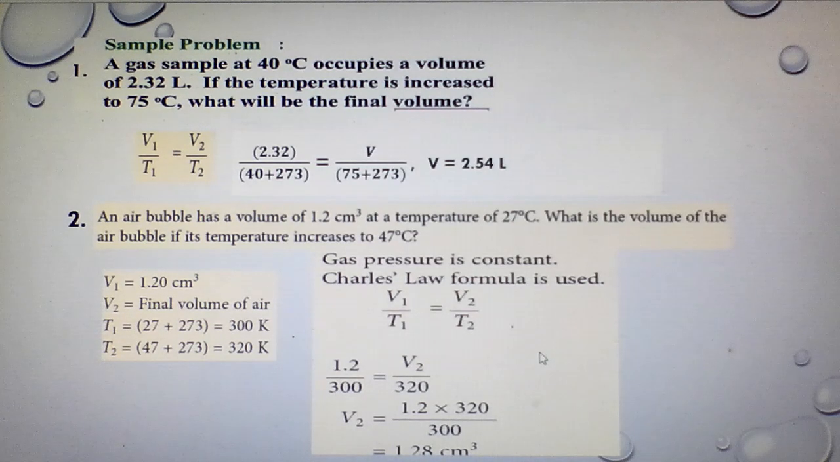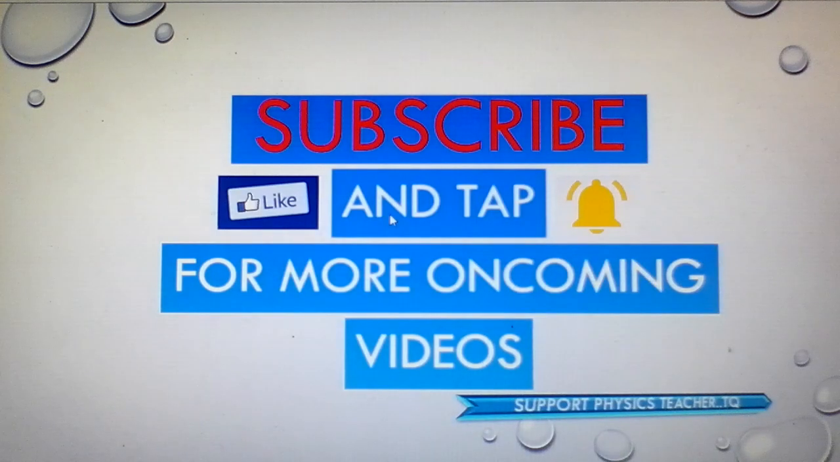Okay, so these are sample problems. We have more types of problems on Charles's law, so you must go and do more exercises on this. So that's the end of this topic, Charles's law.